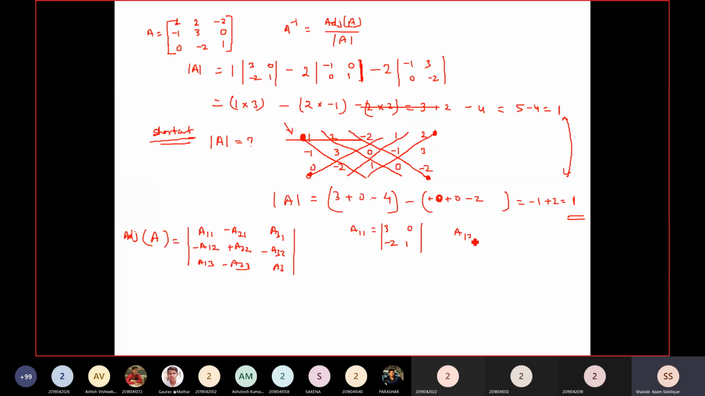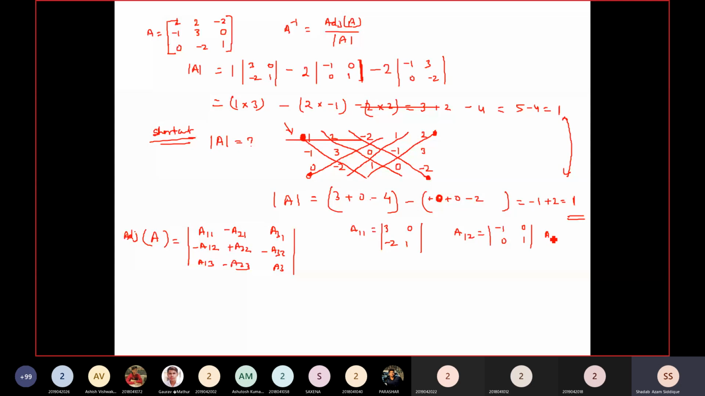Now I'll try to find A12. What is A12? This is the second element. I'll eliminate this column and this row will be eliminated. So this is minus 1 0 and 0 1, okay.